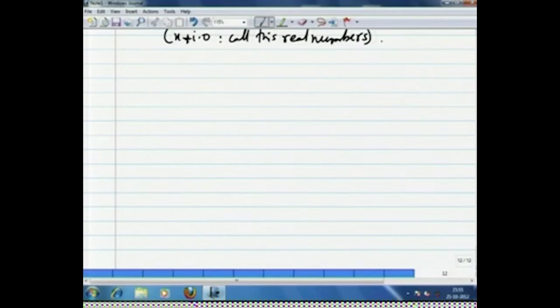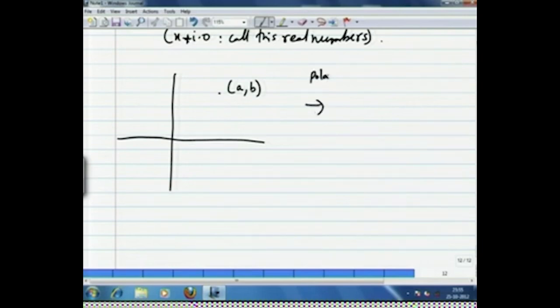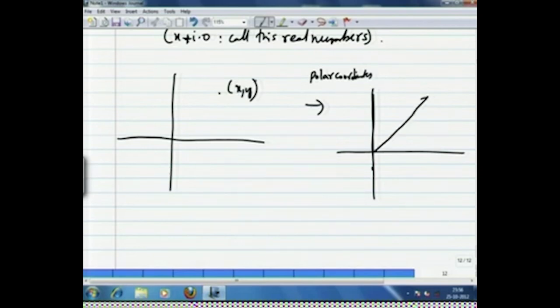Now let us look at the complex plane again, and recall that in coordinate geometry we can represent points in the plane also by using polar coordinates. Let us say x and y instead of a and b, it does not matter. Using polar coordinates we had a representation of this point as (r, theta), where r is the length of this vector, which starts at the origin and ends at this point (x, y), and theta was the angle of opening with the positive x axis.